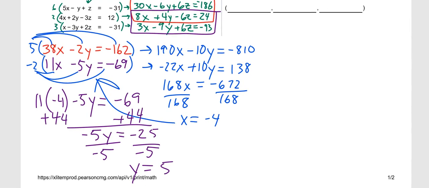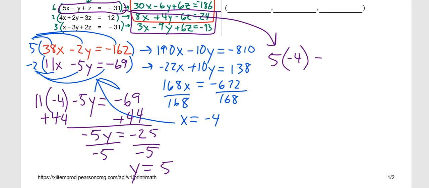What are we going to do to find z? Is there an equation that would be easier to find z? The top one, that's right. If we go way back to the beginning and pick that first equation that we were dealing with, 5 times negative 4 minus 5 plus z equals negative 31.